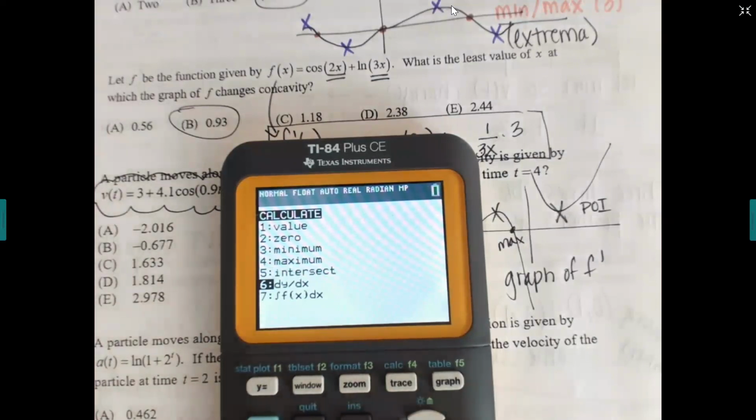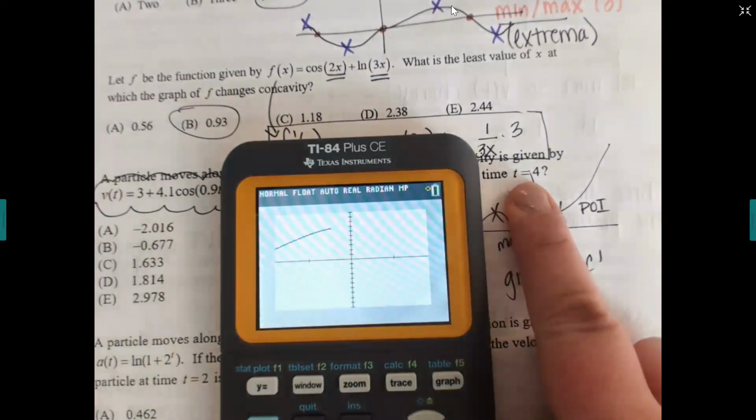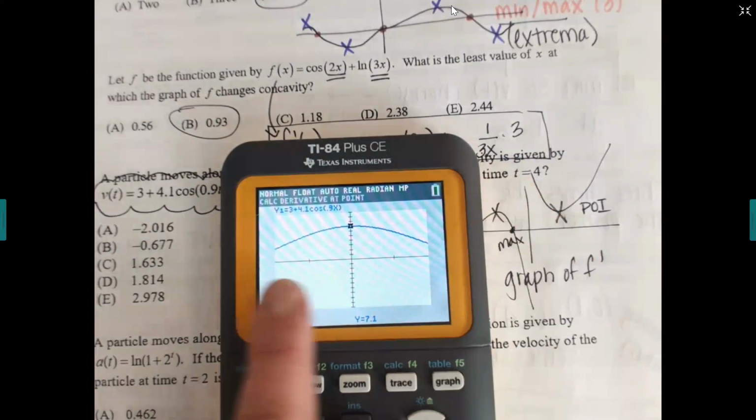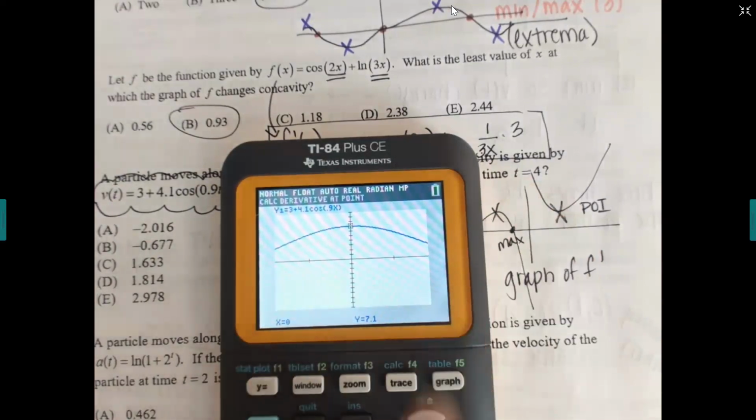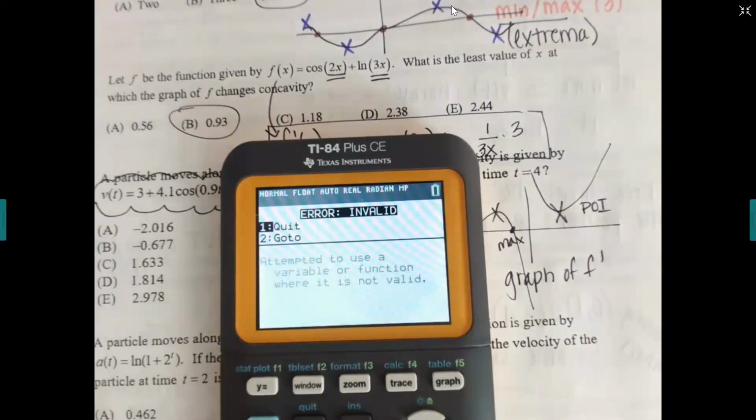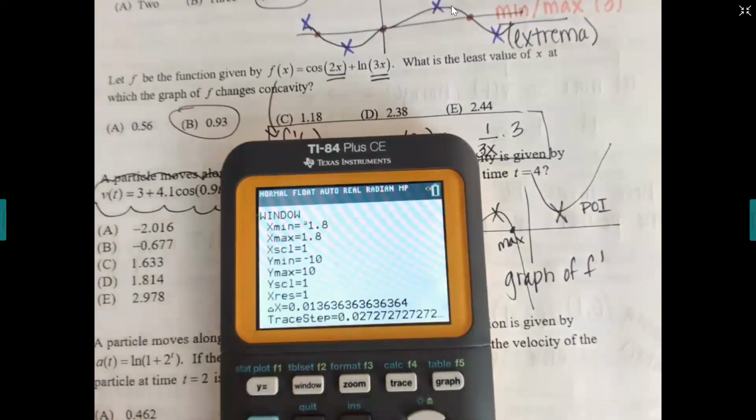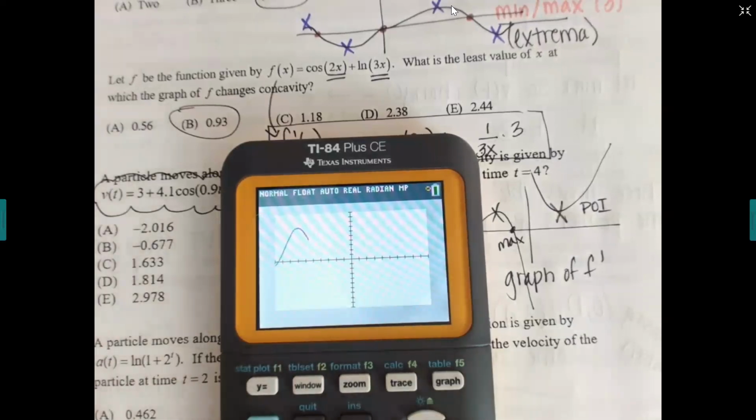Now, if your graph is super zoomed in like mine, I'm going to type in that I want the derivative at 4, and it's going to give me an error. Why can I not take the derivative at 4 on my graph? What did my window go from? Do you remember? 1.8 to 1.8, 4 is not on it. So if I try to type in 4, it's going to say I cannot do that for you. So you have to go back to your window and either make it negative 10 to 10 again, or you can hit zoom 6 and it'll automatically adjust it back. But you can't take the slope at a number that you can't already see on the graph.